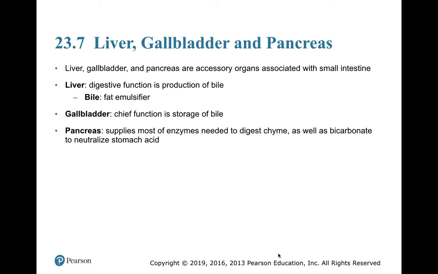The gallbladder is going to store that bile until it's needed and then secrete it. And the pancreas is going to be a very important digestive accessory gland. It's going to supply most of the enzyme needed to digest the chyme. It also provides bicarbonate, and that helps to neutralize stomach acid.